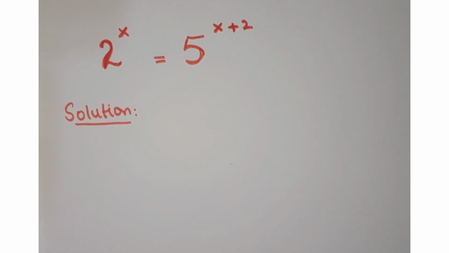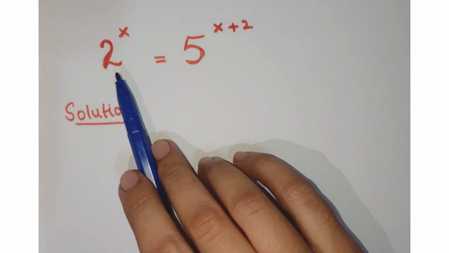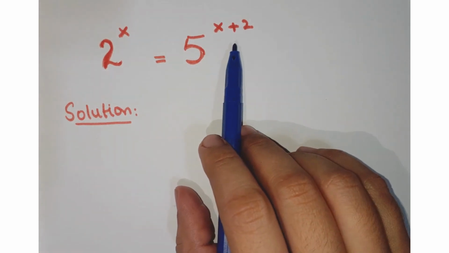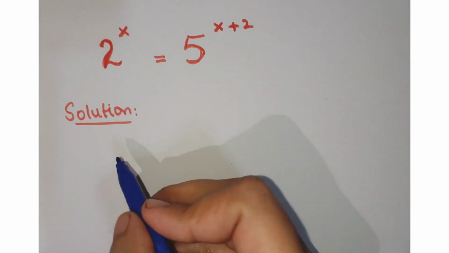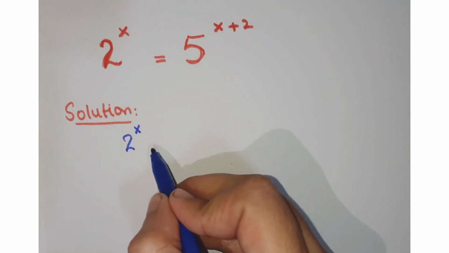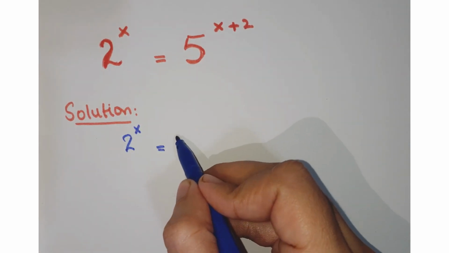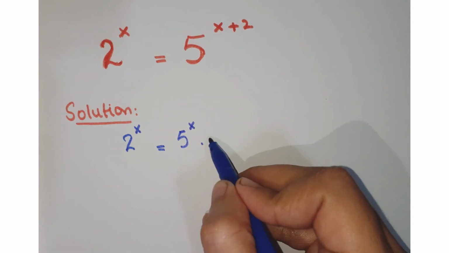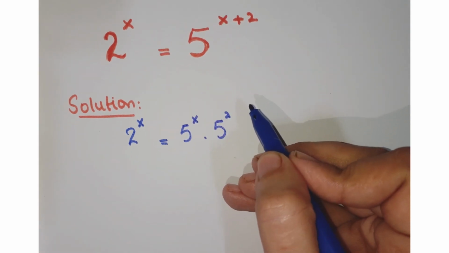Now look at this exponential equation. The question is 2 to the power x is equal to 5 to the power x plus 2. Let's see how we proceed. 2 to the power x equals 5 to the power x plus 2, which can be written as 5 to the power x into 5 to the power 2.